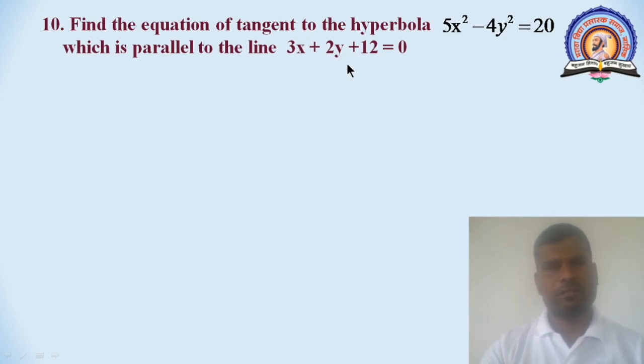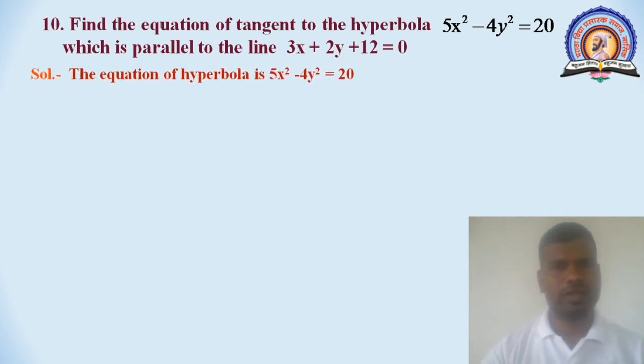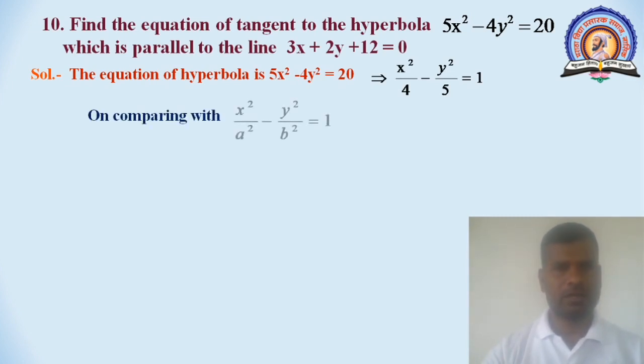Now the equation of the hyperbola is given as 5x square minus 4y square is equal to 20. Convert it into the standard form as x square upon 4 minus y square upon 5 is equal to 1. On comparing with the standard form, x square upon a square minus y square upon b square is equal to 1, we will get a square is equal to 4 and b square is equal to 5.